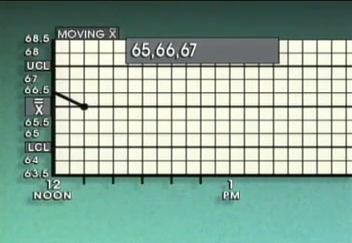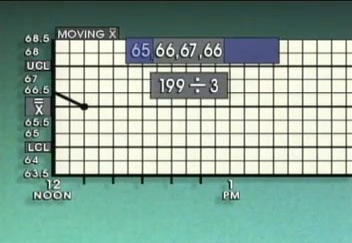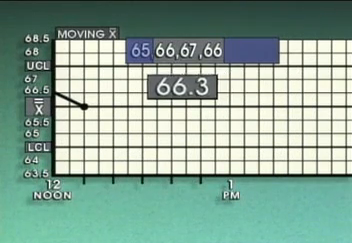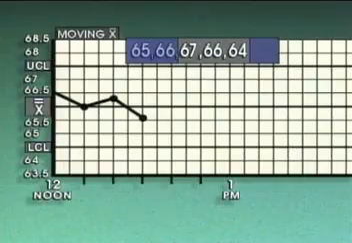10 minutes later, the next temperature reading is taken from the process. This reading is 66 degrees. To calculate the new X-bar value, the last three readings are used. When the last three readings are averaged, we get a new value of 66.3. That value is then plotted on the chart, and a line is drawn to connect it with the previous point. In this example, this procedure is repeated every 10 minutes.